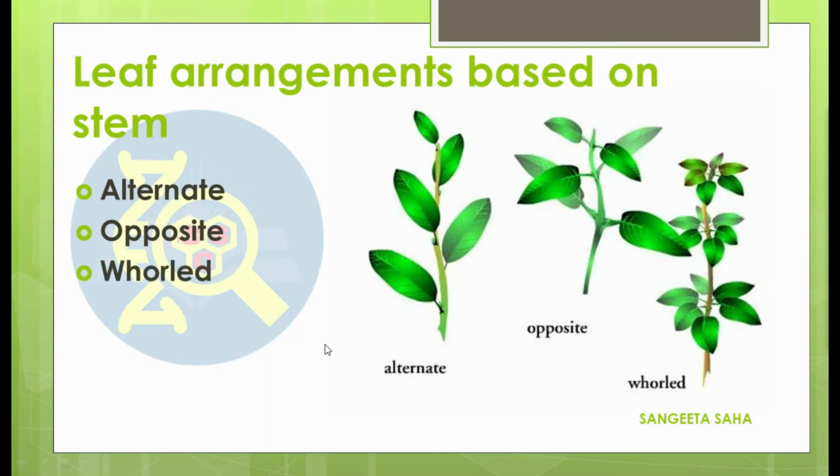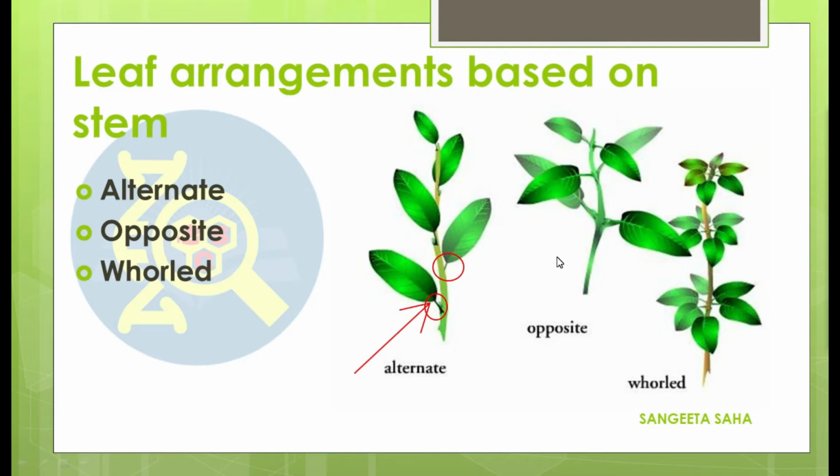Now, in the alternate type, you will see that a single leaf is attached to the stem at a node here, this part, and the next adjacent leaf on the stem points in a different direction like this. So it is somewhat alternate, that is why it is so named.